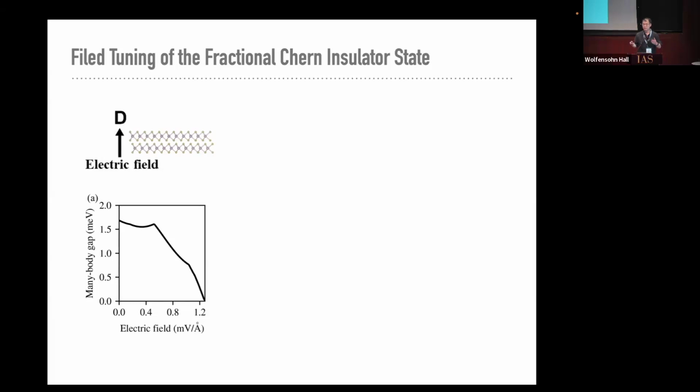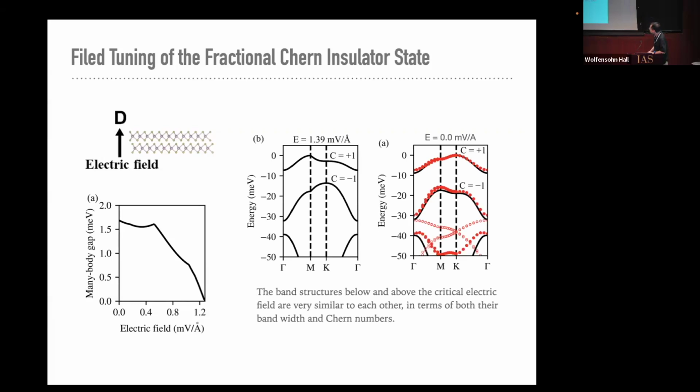On a first thought, you would argue this is kind of expected, right? Because if you apply a strong enough electric field, then the system, as Xiao said, will go from a honeycomb-like structure to a triangular-like structure. The bands will become topologically trivial. Of course, the FCI would be destroyed. However, if you just look at the single particle bands before and after the gap closed, here is the single particle band structure at 0 electric field. And here is the single particle band structure at 1.39, which is right after the gap closes. You can see that there's really not much difference. The bandwidth is about the same.